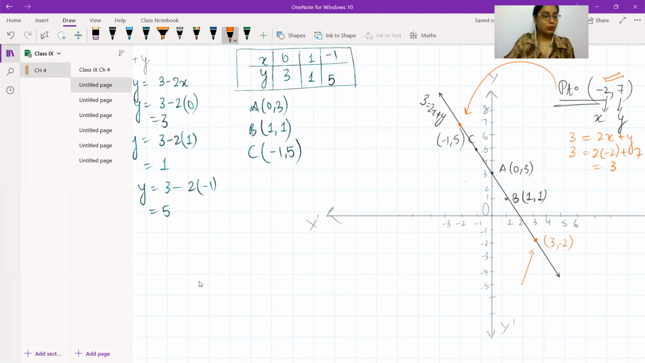I'm not sure. You could check your graph sheet if I have taken the correct point, if it actually is on the line that you have drawn. The graph that you have drawn on your sheets, do you have point 3, -2 lying on that line?